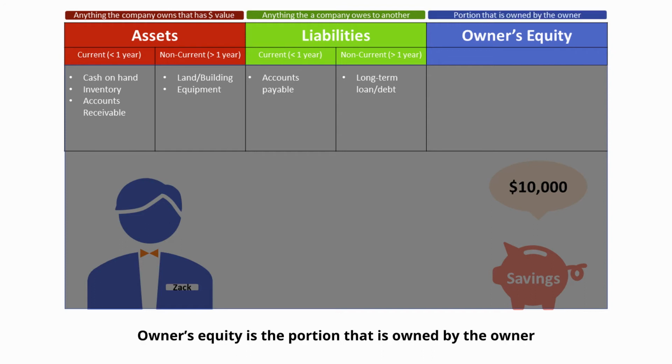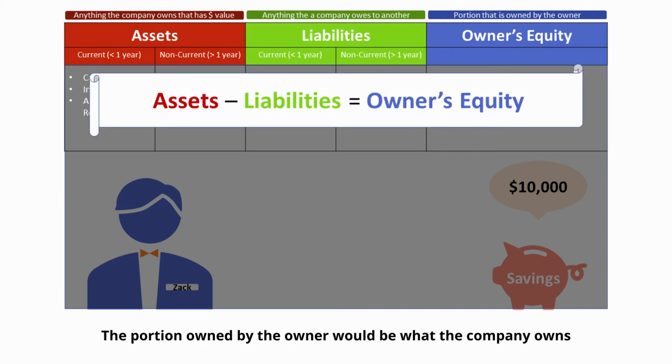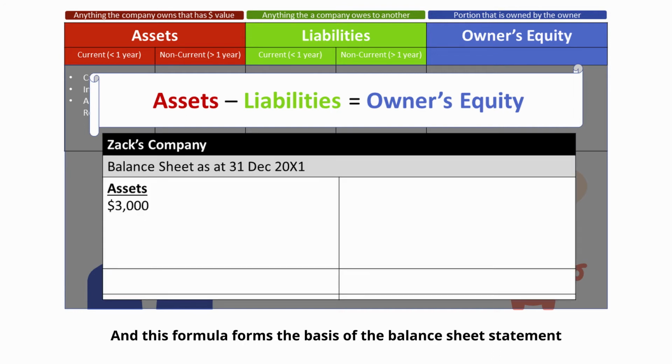Owner's equity is the portion that is owned by the owner. The portion owned by the owner would be what the company owns minus what the company owes to other people. In simple words, assets minus liabilities would give you owner's equity. And this formula forms the basis of the balance sheet statement.